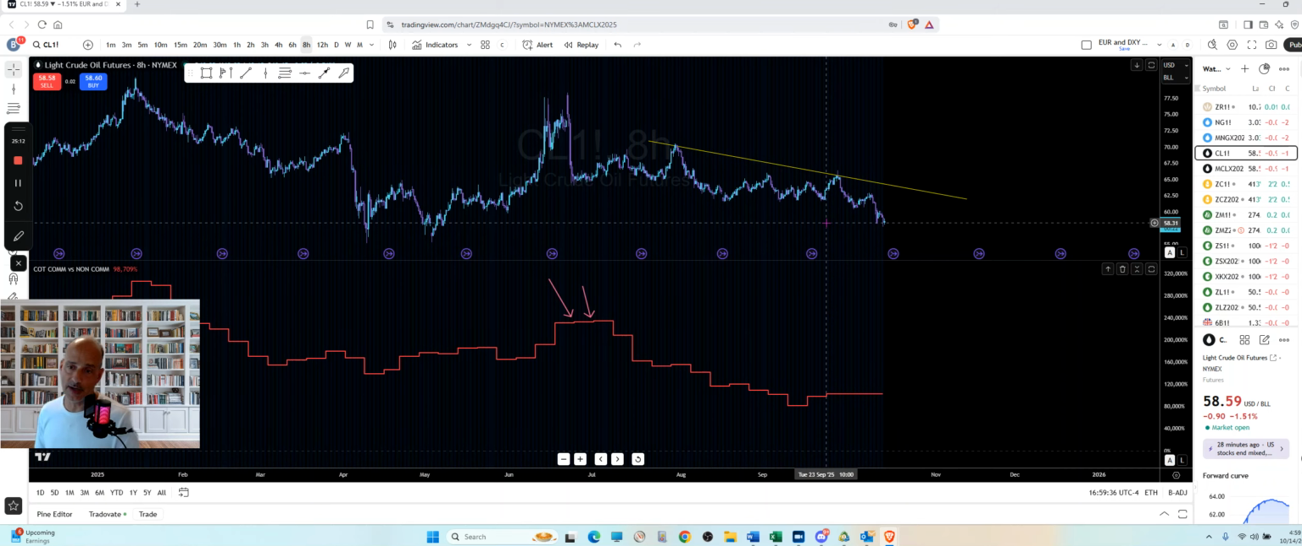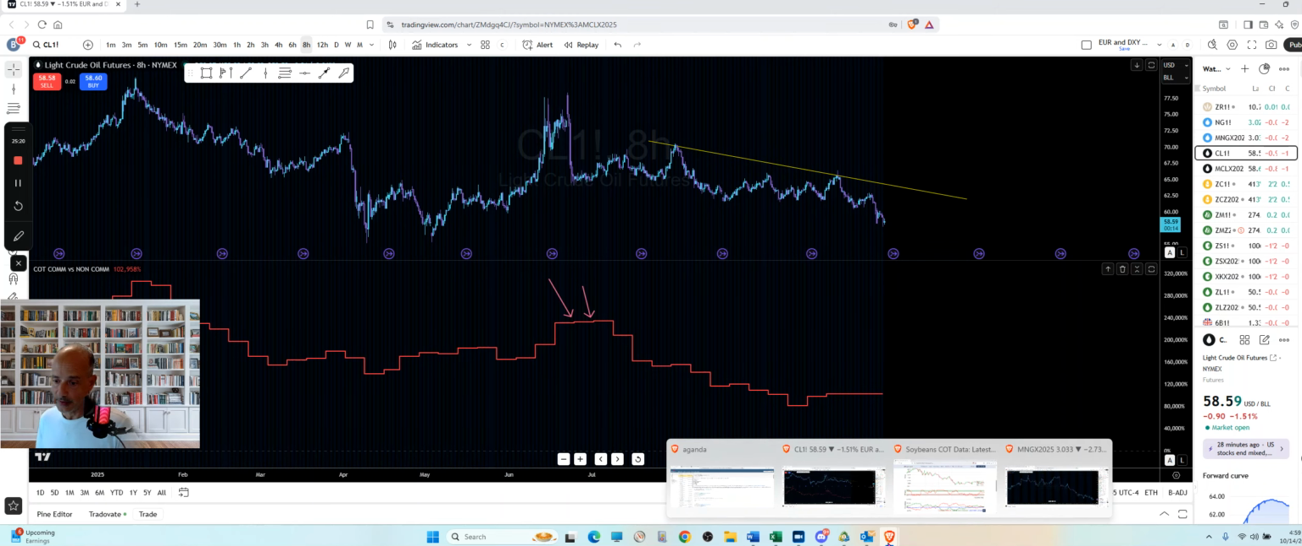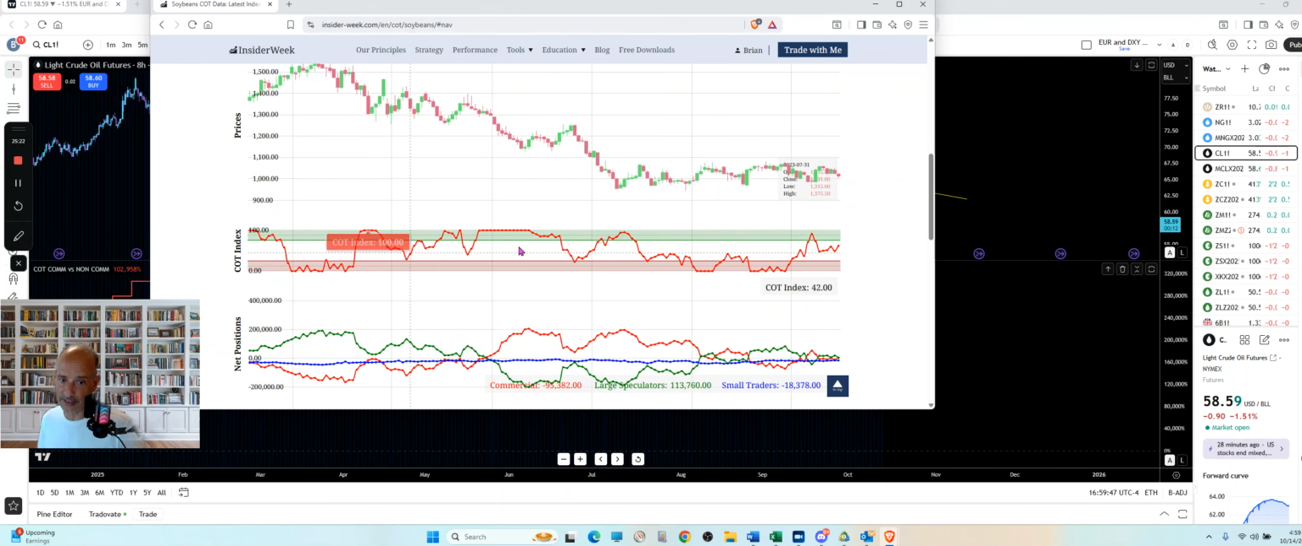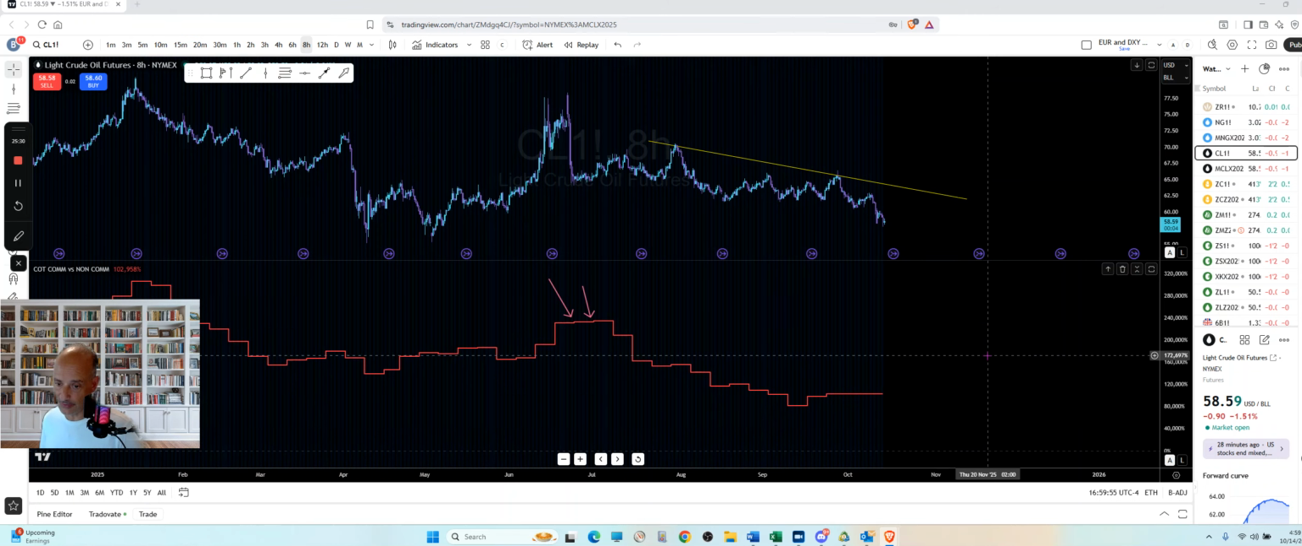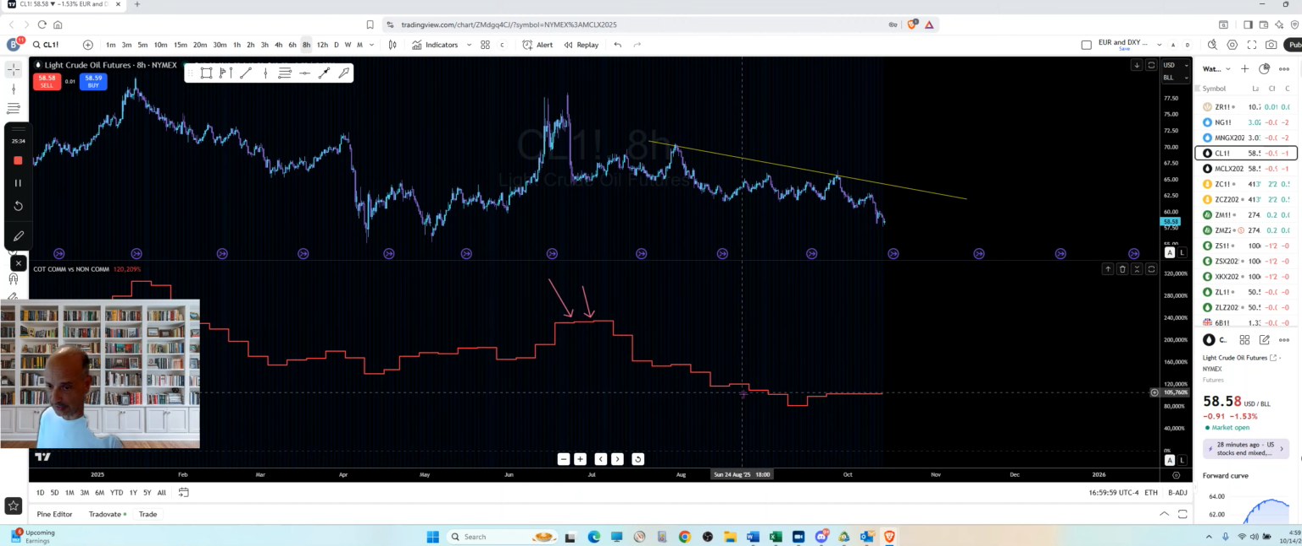But I just wanted to point this out, that this is another way you can look at the COT data, besides looking at the COT index, like I was showing here. This is the COT index, or the traditional COT, which is what's down here. Okay, this is just another way of looking at it, in a stair-stepping fashion.